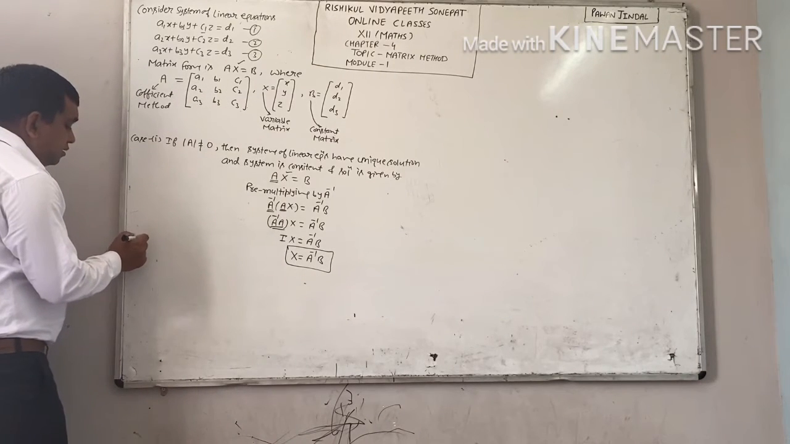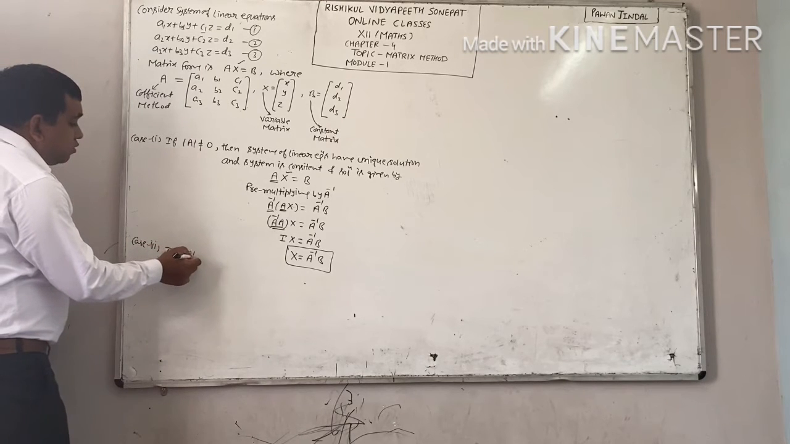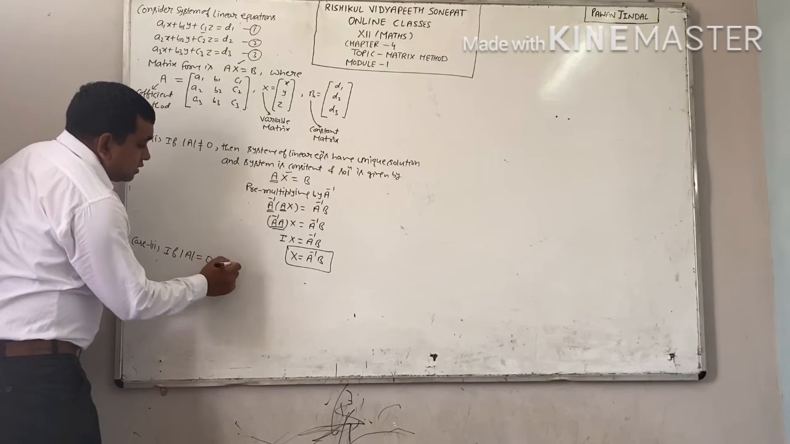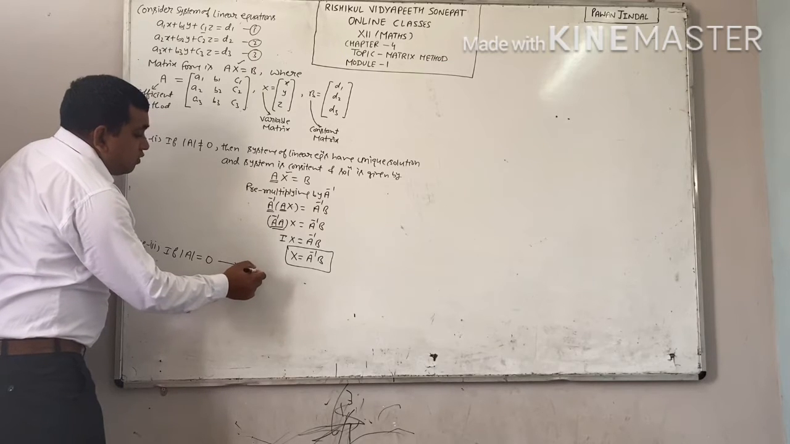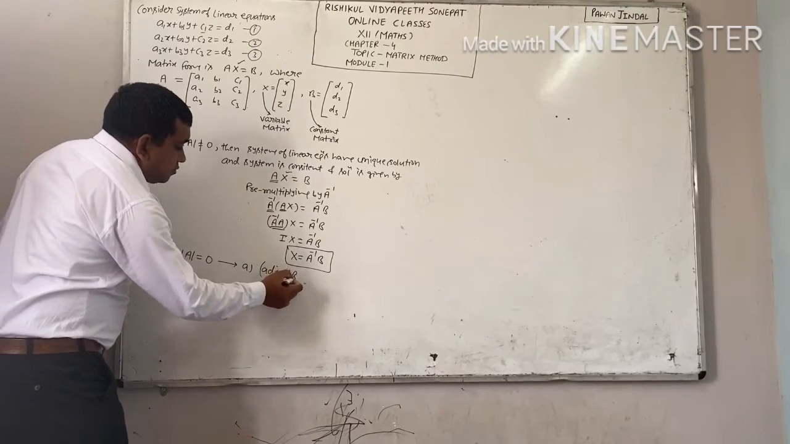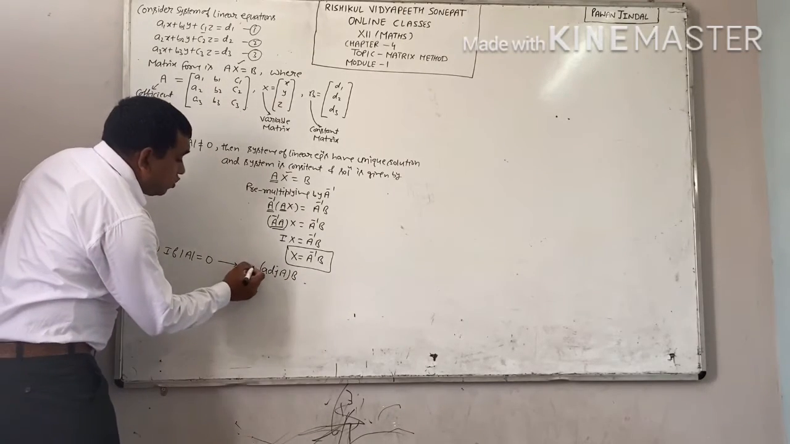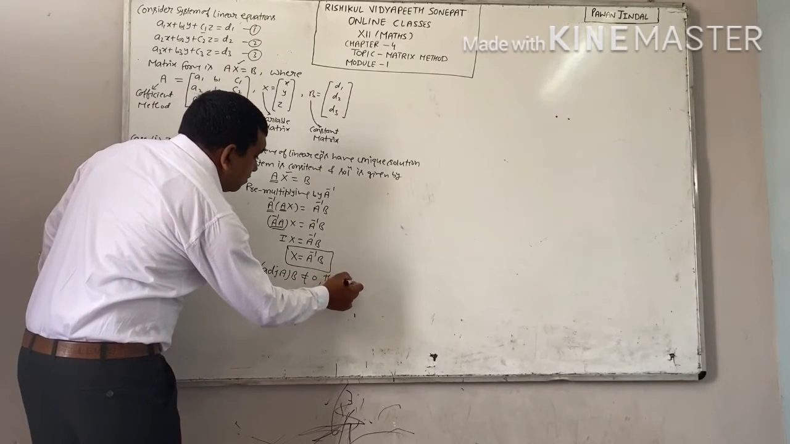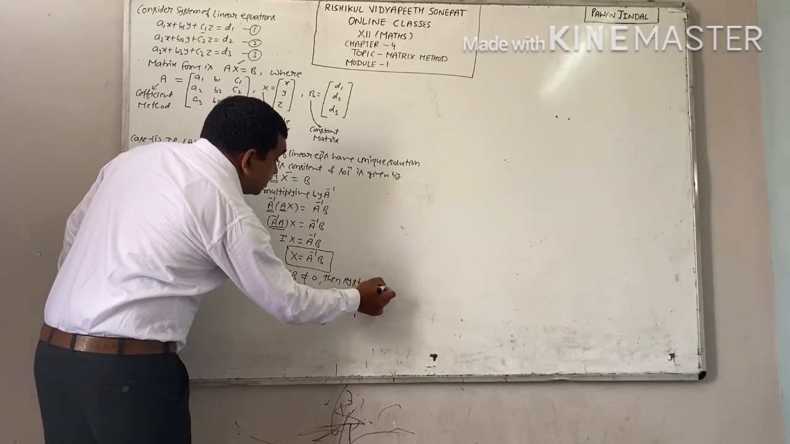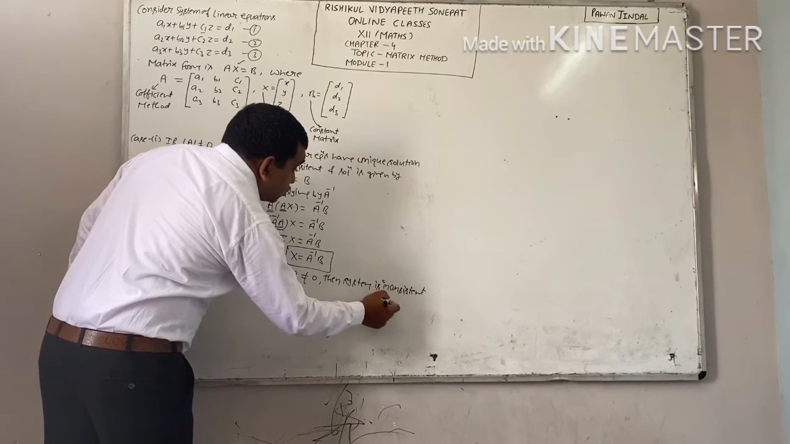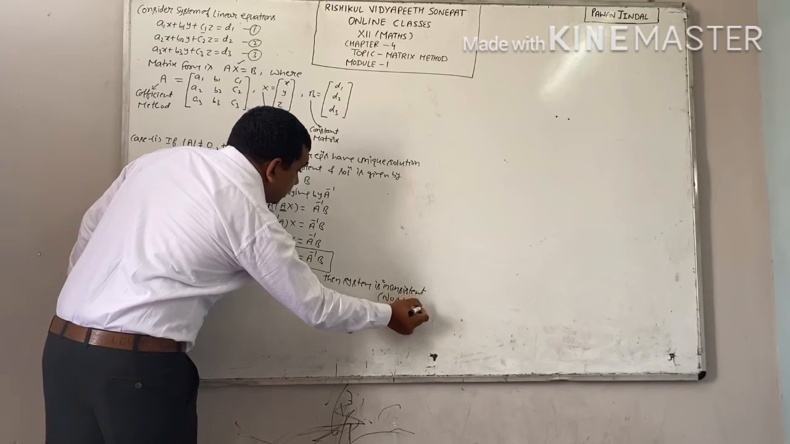Case 2. If determinant of A equal to 0, then two cases will arise. Case 1, you have to find out adjoint of A into B. Right? If adjoint of A into B not equal to 0, then system is inconsistent. Inconsistent means no solution. Means system of linear equations have no solution.